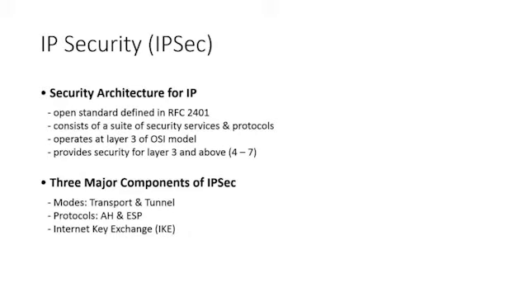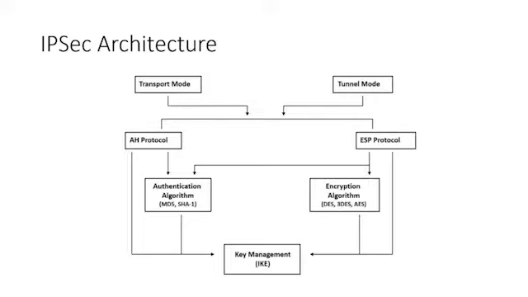Now, the three major components of IPsec, I guess I need to say, are the modes and the protocols and the Internet Key Exchange, the IKE. The modes and the protocols are what we're really going to focus on, because we have transport mode and tunnel mode, and we have ESP and AH. We're going to look at these a little closer. Those are some of the components of IPsec. There are a few more, but these are the ones that I think are going to be important.